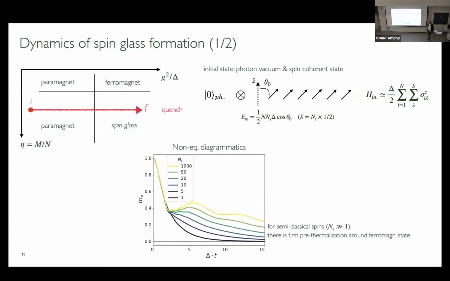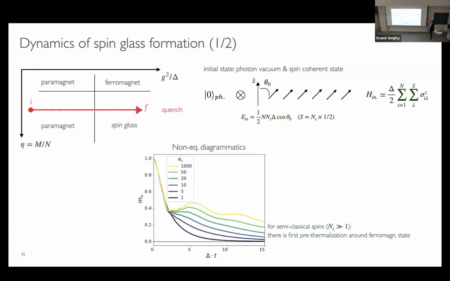So let's look at dynamics, right? So this is what we get from our non-equilibrium diagrammatics. And at the moment, we will start looking at something simple that is not enough for spin glass, but is a necessary condition. So how magnetization goes down. If magnetization doesn't go down, there is no reason to talk about spin glass, right? So that's the cartoon as a function of the number of spins in each clump, going from deep quantum 1 to classical 1000.